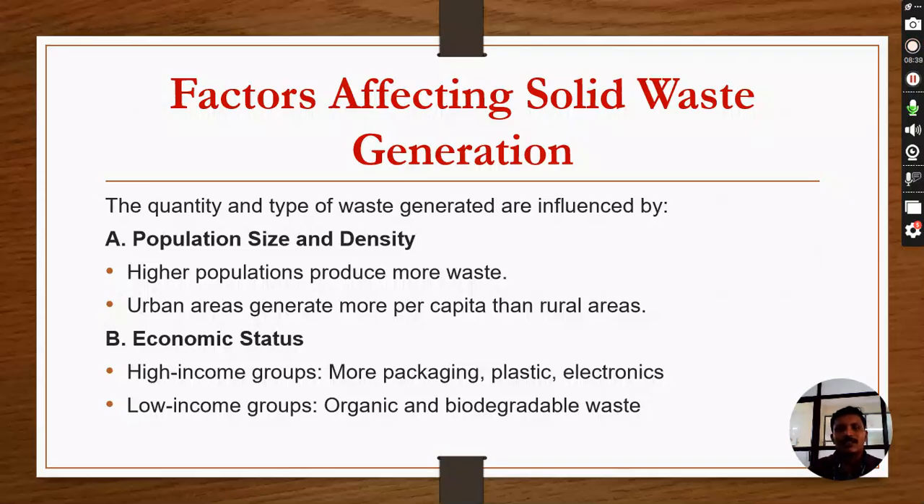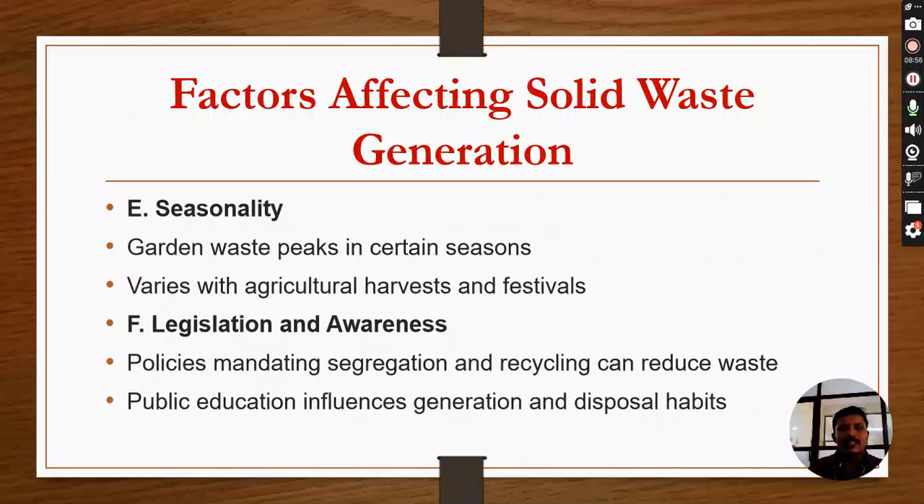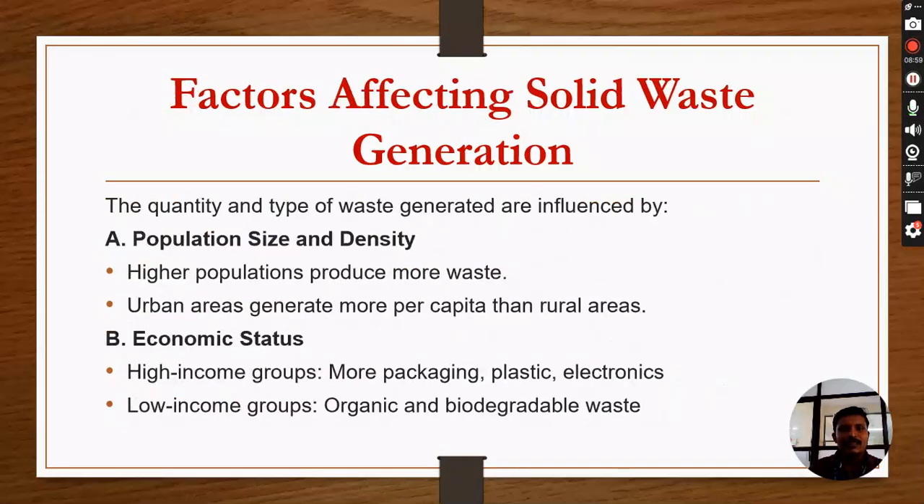And factors affecting the solid waste generation. What are the main factors affecting the solid waste generation? So the population size, density, economic status, lifestyle and consumption patterns, industrialization and urbanization, seasonality, legislation and awareness. In that, the first one is the population size and density. Here a higher population produces more waste, and higher density means the area is small, the population is more. It also produces more waste.